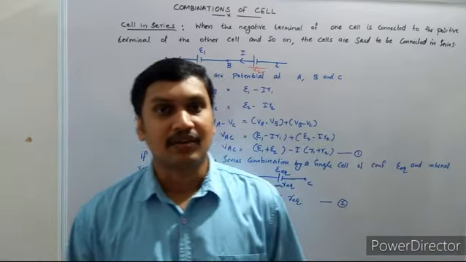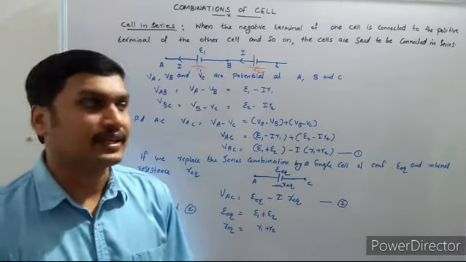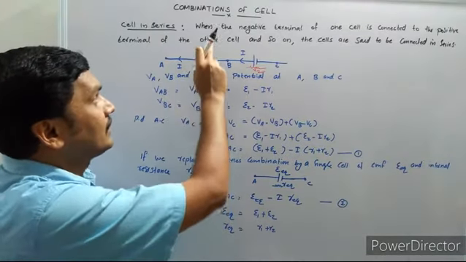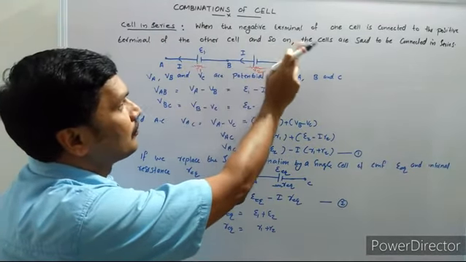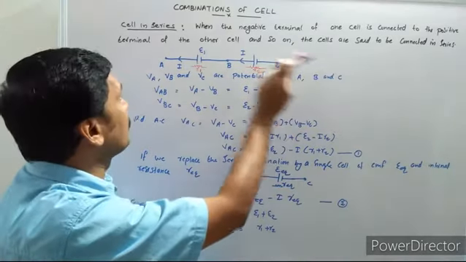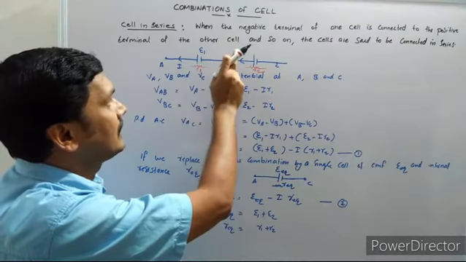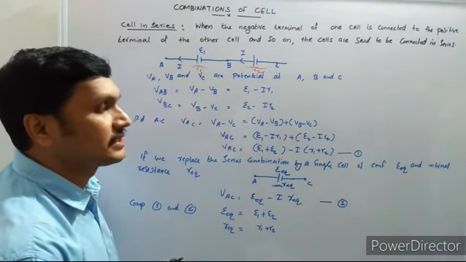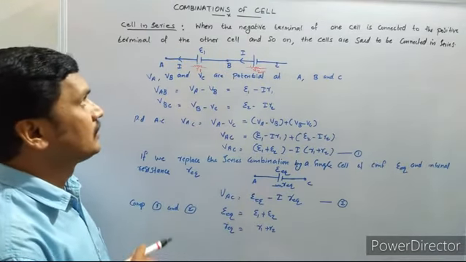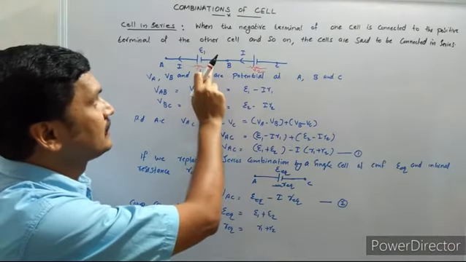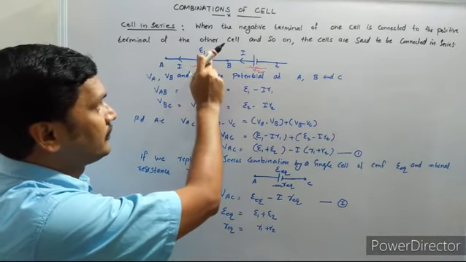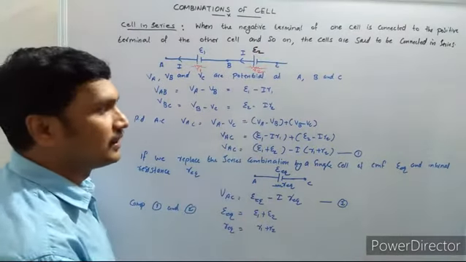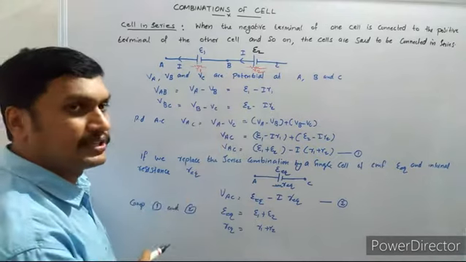First, see what the series combination of cells is. In a series combination of cells, when the negative terminal of one cell is connected to the positive terminal of the other cell and so on, the cells are said to be connected in series. Here we have two cells having EMF E1 and E2, connected in series combination.